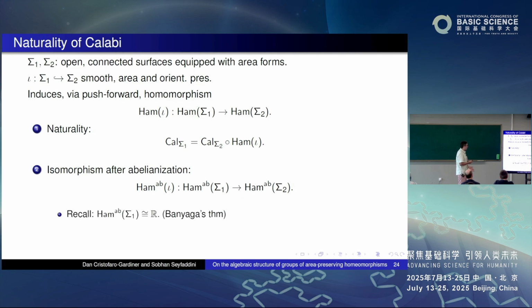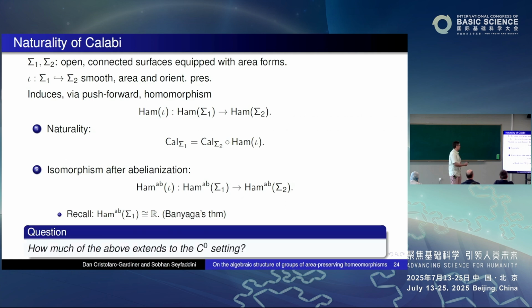Now, in fact, it's well known from Banyaga's work that the abelianization of Ham is just a real line. So this embedding just gives you an isomorphism between them. An explicit choice of an isomorphism between the abelianization of Ham and the real line is actually induced by the Calabi homomorphism. And so if you take that as your identification of the abelianization of Ham with R, then this actually just becomes an identity.